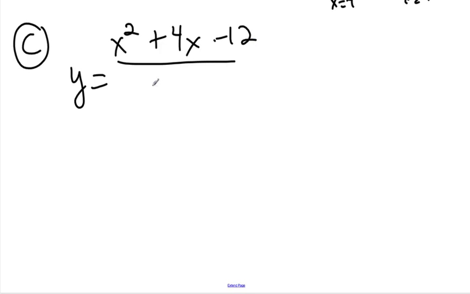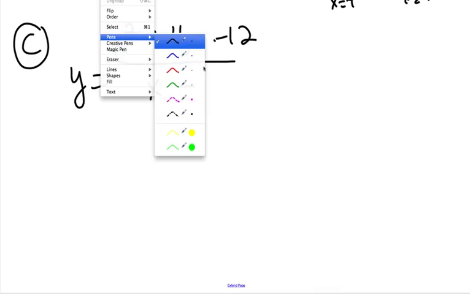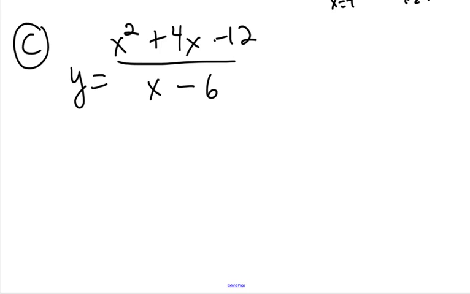Lastly, let's graph our last equation. Okay, we're at 10 minutes. We're pretty good. Y equals x squared plus 4x minus 12 over x minus 6. First things first, we got to find our asymptotes. Let's start with the vertical again. x minus 6 equals 0. That's only when x is 6.